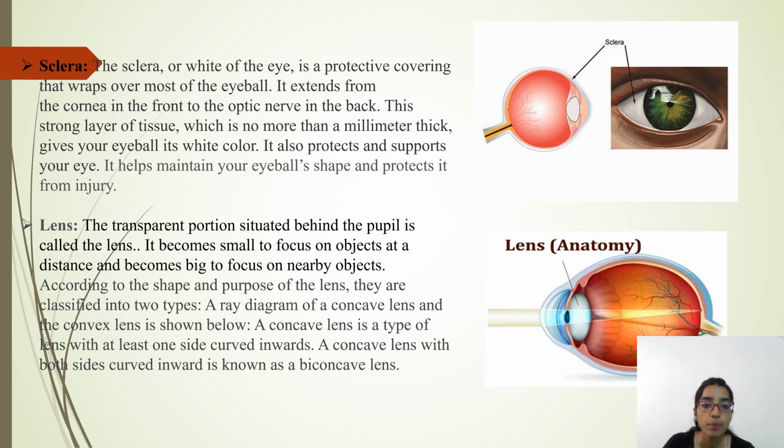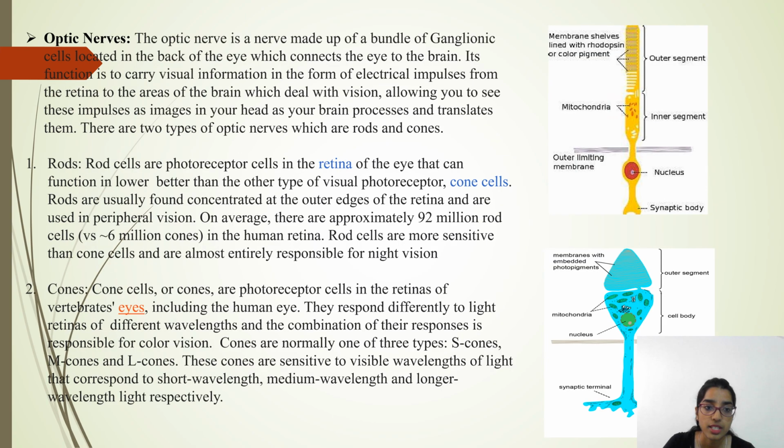Lens. The transparent portion situated behind the pupil is called the lens. It becomes small to focus on objects at a distance and becomes big to focus on nearby objects. According to the shape and purpose of the lens, they are classified into two types. A ray diagram for concave lens and the convex lens is shown below. A convex lens is a type of lens with at least one side curved outward. A concave lens with both sides curved inward is shown as a biconcave lens.